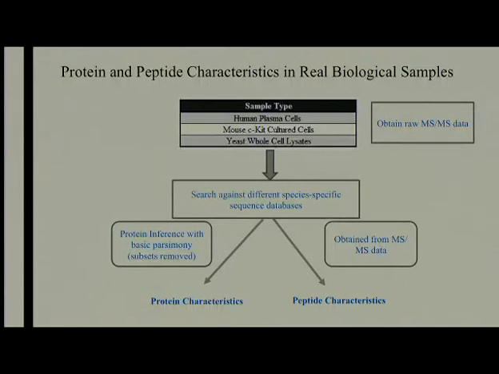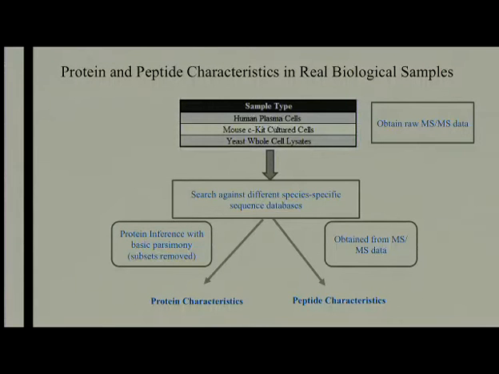So far I've shown you that there are protein and peptide level differences in different human protein sequence categories. What we wanted to see now is if those protein and peptide characteristics exist in real biological samples. Real biological samples only contain a small proportion of the proteins that you would observe in protein sequence databases, and there are also differences in protein abundances. A low abundance protein is only identified by a small number of peptides, and because proteins are inferred based on the observed peptides, this could either attenuate or mitigate the effects that you would see from protein sequence databases.